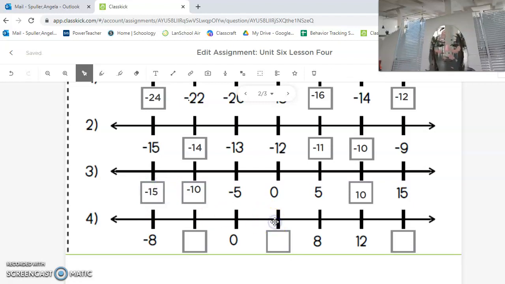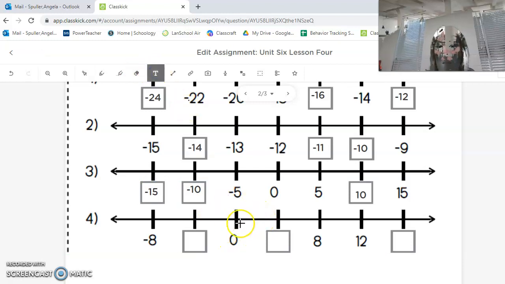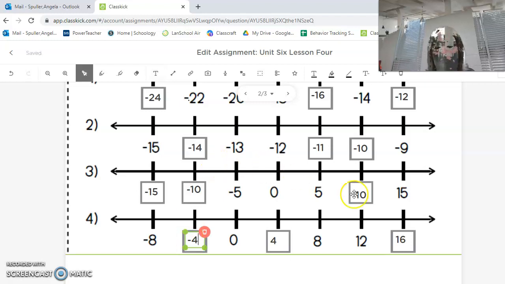All right, look at this last one. Here's 0. Okay. Something 0, 8. What is the difference between 8 and 12? Well, it's 4. So they're counting by 4. So 0, this would be 4, 8. What comes after 12? Well, 16. Let's go the other way. What comes between 0 and negative 8? Well, negative 4. Good job.